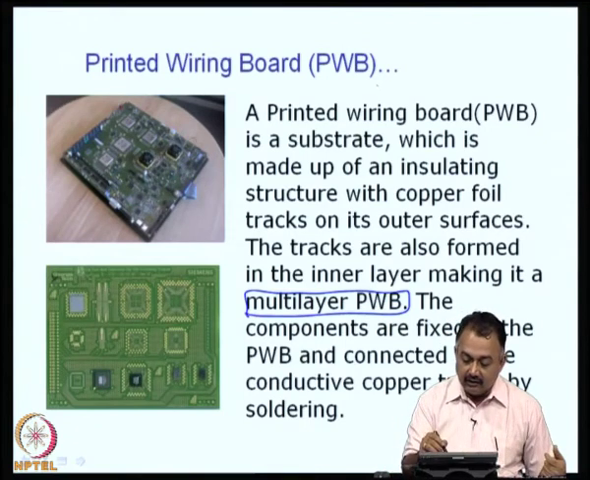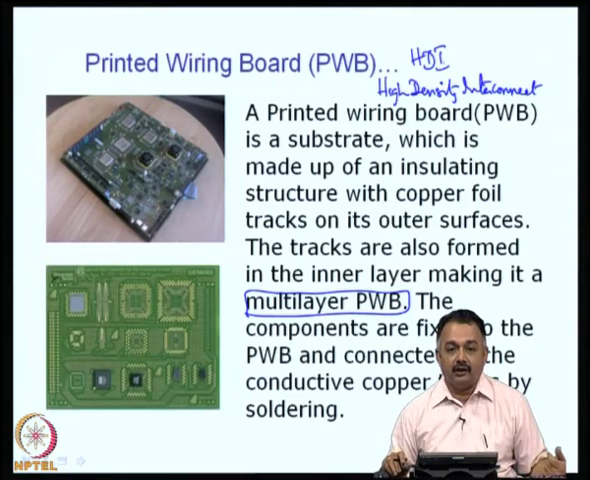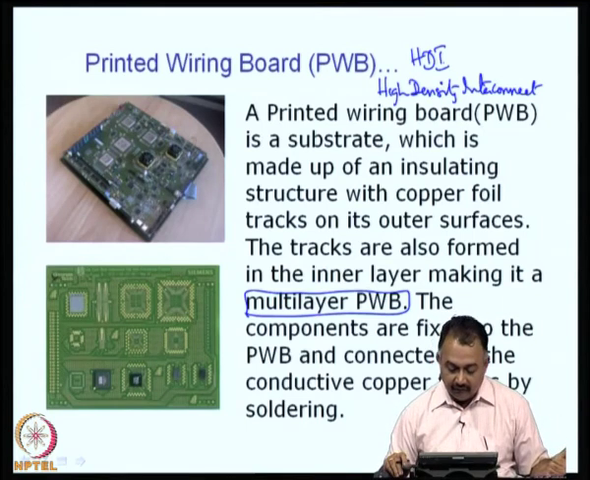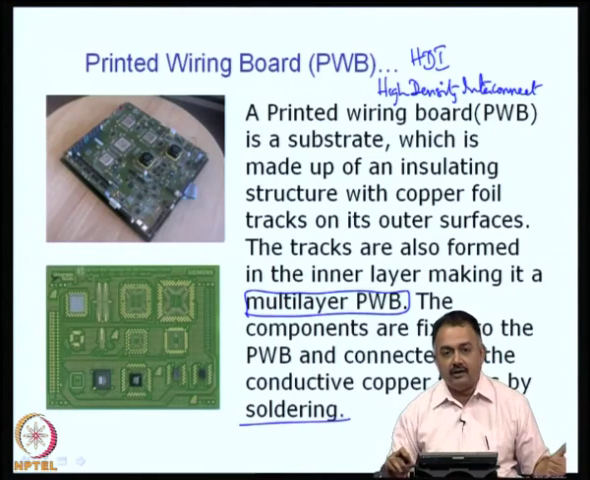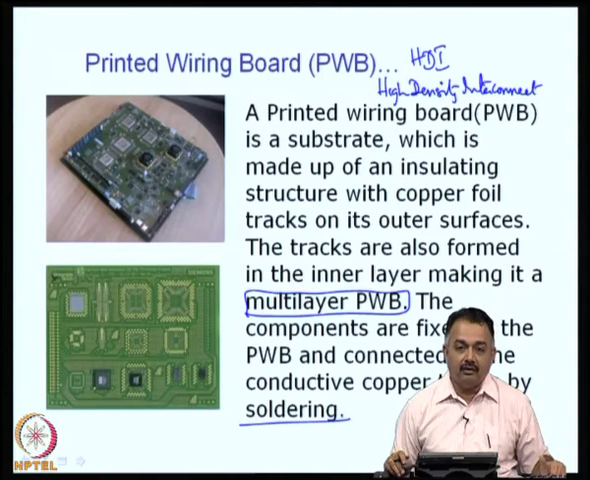In today's parlance, these printed wiring boards are also known as high density interconnect substrates, HDI, high density interconnect substrates. Now, on top of this printed wiring board, the components are fixed at the top and bottom of the substrate. Okay. The components are fixed to the printed wiring board and connected to the copper traces or tracks by a process known as soldering. Soldering is the process of attaching your components to the printed wiring board or the substrate.